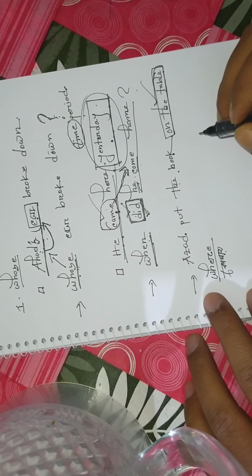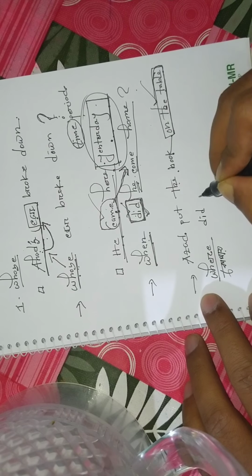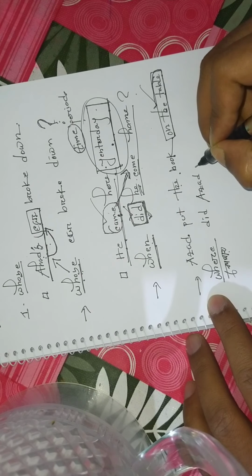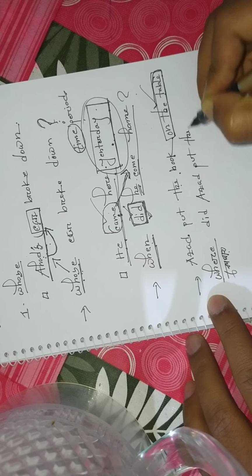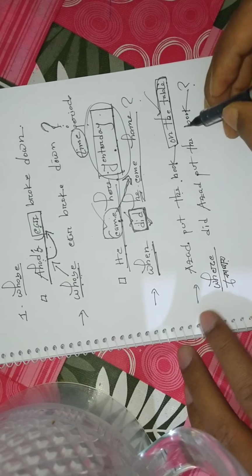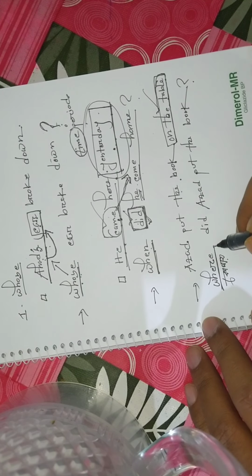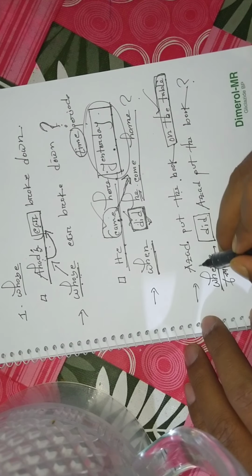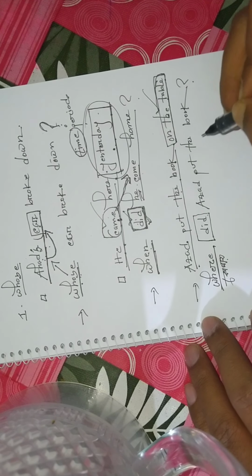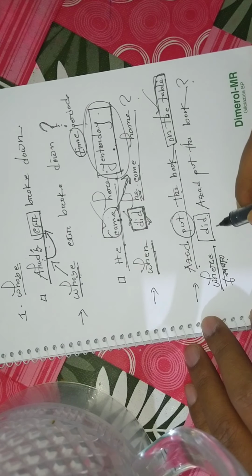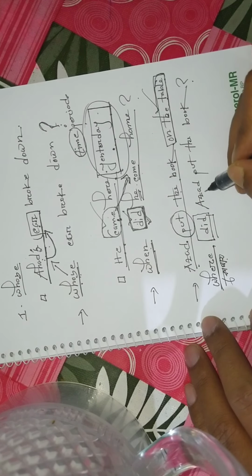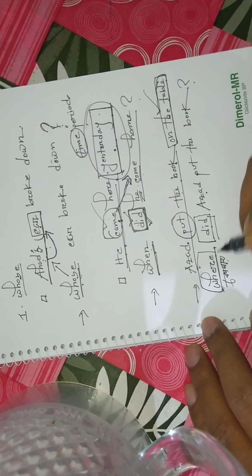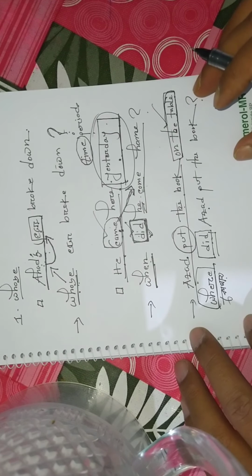Okay, so "Where did Azad put the book?" So in place of "on the table", we have written "where", and we have brought an auxiliary word, that is "did", because this sentence is past tense. That's why in front of the subject we have brought "did", after the WH word. So we have made another question using "where".